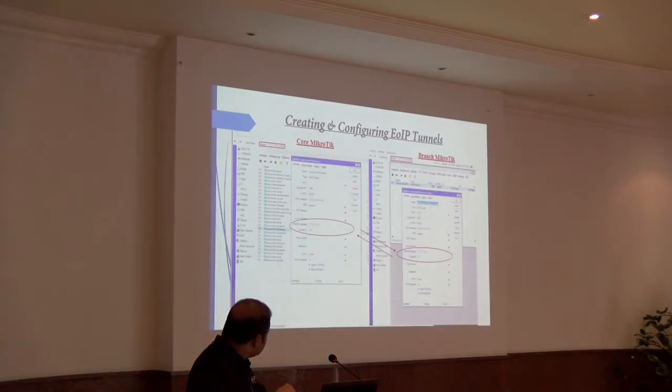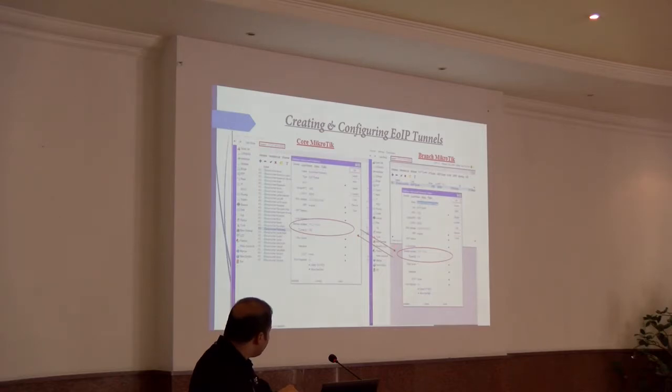So in each branch, including the core router, we need to create an EoIP tunnel. So in the EoIP tunnel tab, we create an EoIP tunnel in each branch and also in the core router. There are again two important points in EoIP tunnel creation. First, remote address, and second, tunnel ID. Remote address is the IP address of the other side.